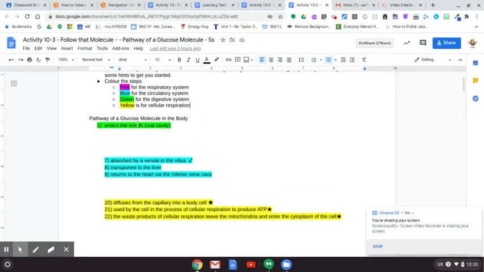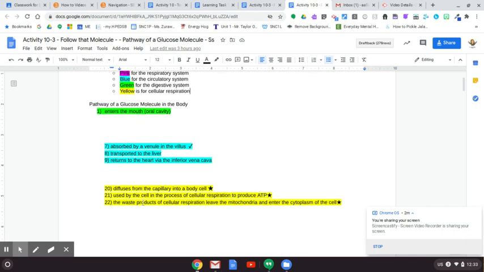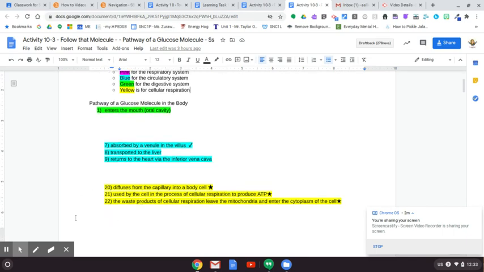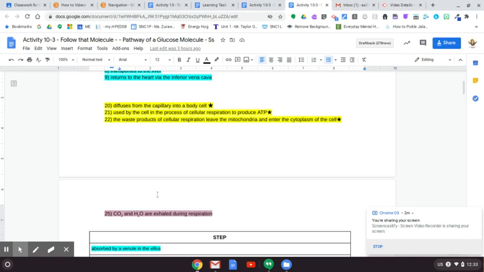Number one, you've got the digestive system as your starting point, and you're starting in the mouth. So you're going to have to think about steps 1 through 6 that are going to get you to the point where, at number 7, it's absorbed by the venule in the villus. This is in your digestive system, getting into your circulatory system. So everything from here to here will be green. And then you've hit your circulatory system. That's going to last for a while until you actually get into the cell itself, into the mitochondria, where cellular respiration is going to happen.